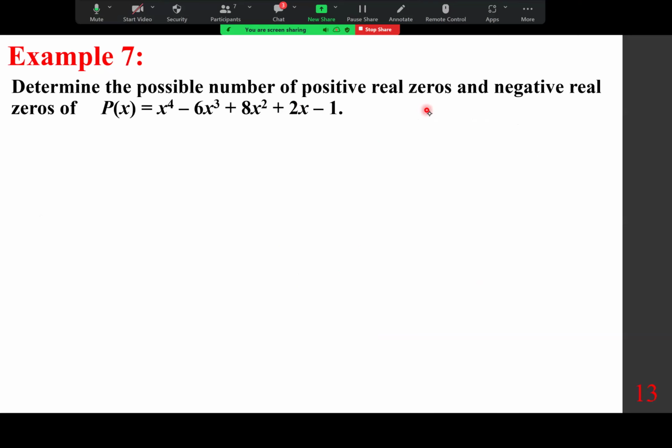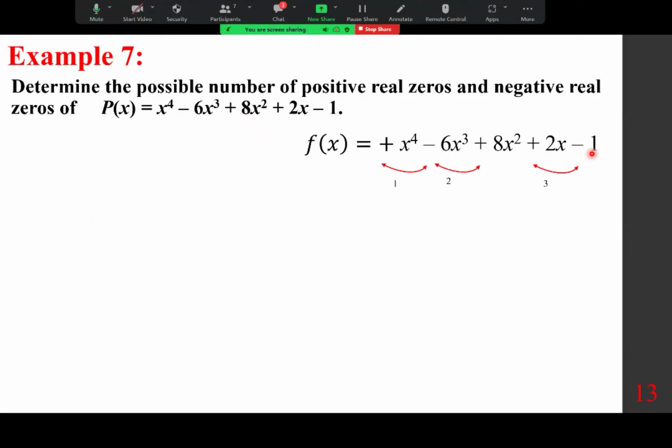Determine the possible number of positive real zeros and negative real zeros of p of x equals x to the power of 4 minus 6x cubed plus 8x squared plus 2x minus 1. And we're going to do the same thing. We're going to notice the signs, everybody. Although no sign means positive, I'm going to put a positive on purpose so everybody can see that there's a change here. There's another change here, no change here, and there's a change here. So that means 1, 2, 3. There are 3 possibilities for a positive. Therefore, either p has 3 or 3 minus 2, 1 positive real zeros.